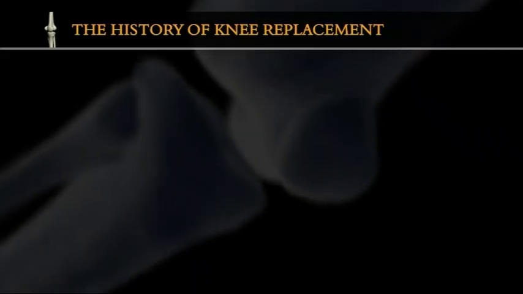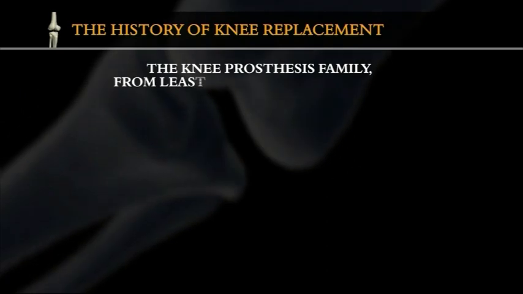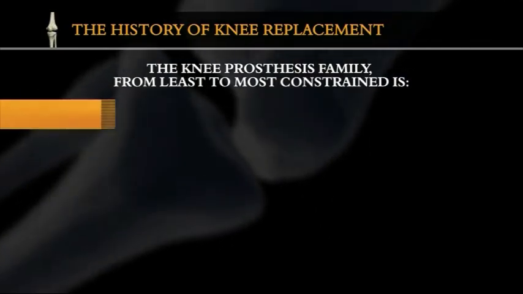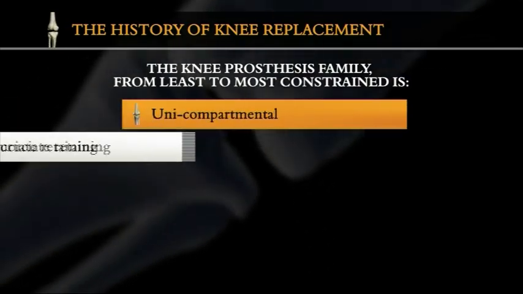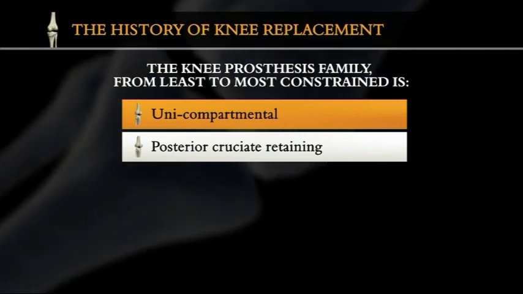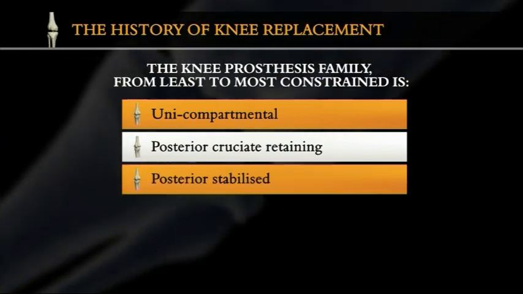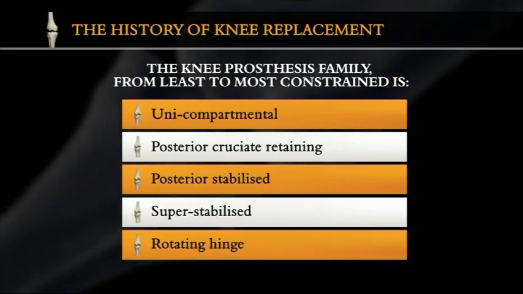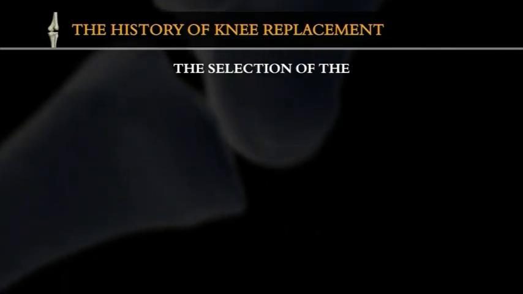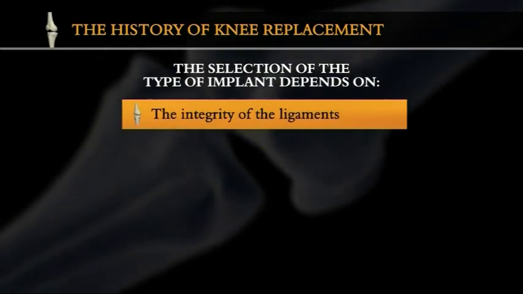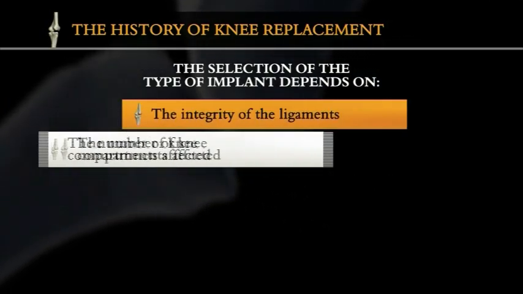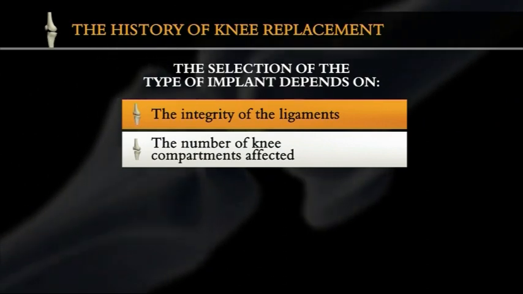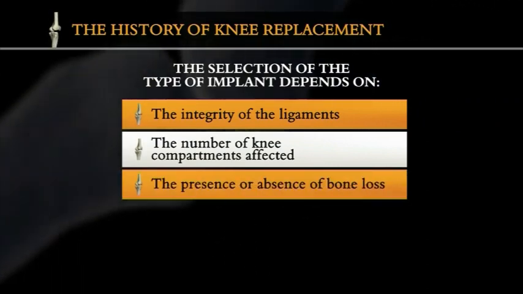The knee prosthesis family, from least to most constrained, is unicompartmental, posterior cruciate retaining, posterior stabilized, superstabilized, and rotating hinge. The selection of the type of implant depends on the integrity of the ligaments, the number of knee compartments affected, and the presence or absence of bone loss.